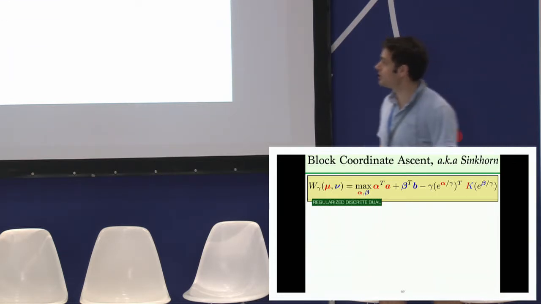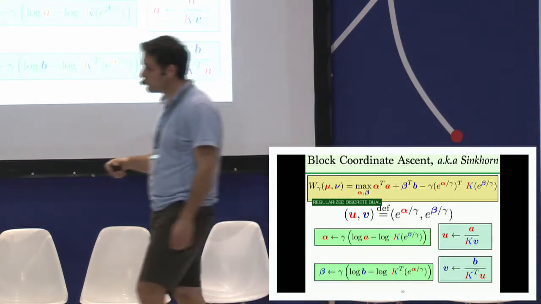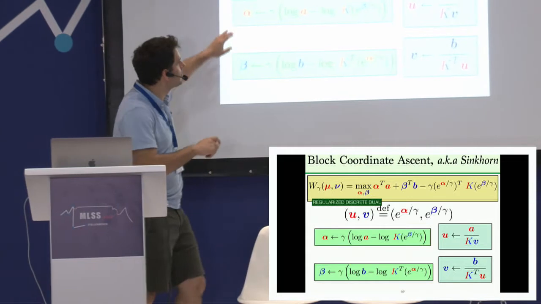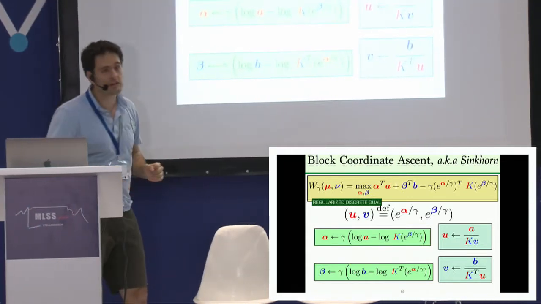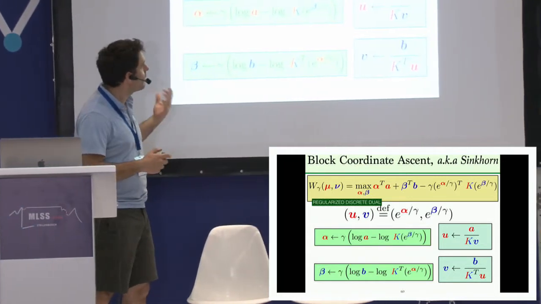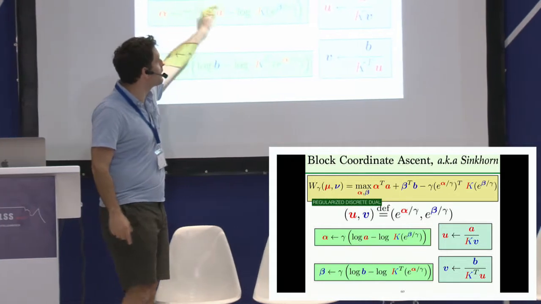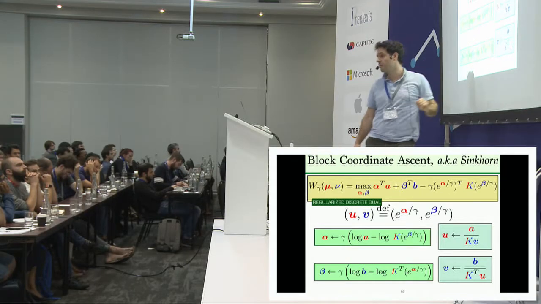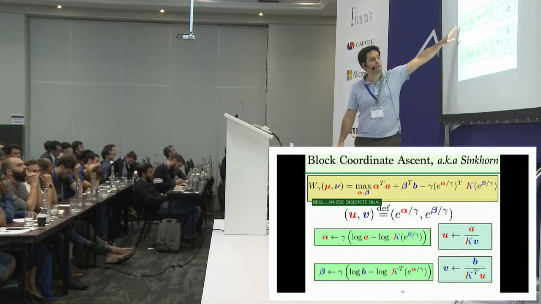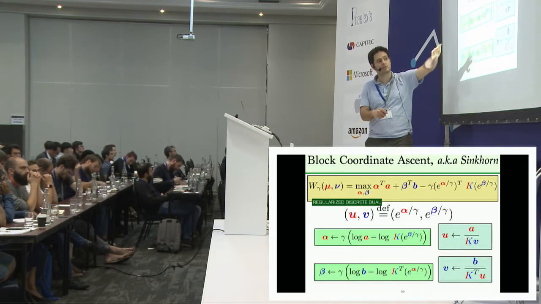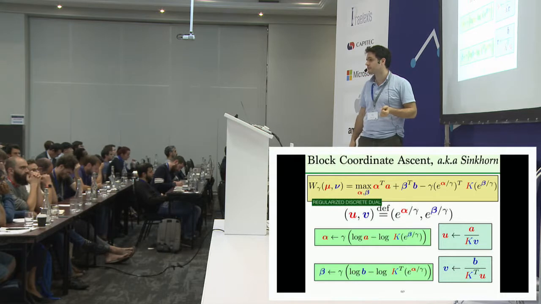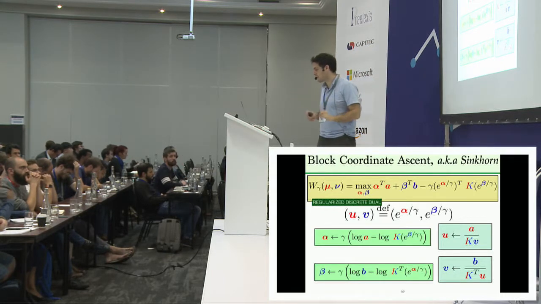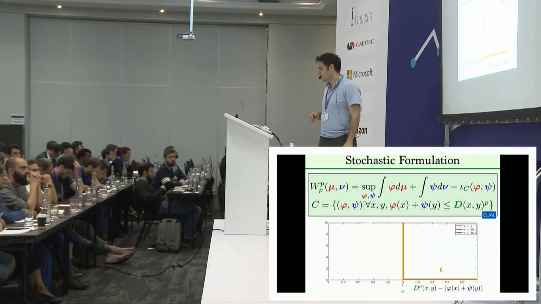So all in all, if you make a parallel between Sinkhorn and this naive block coordinate ascent approach, it's easy to see that if you define u as exponential of alpha divided by gamma and v as exponential of beta divided by gamma, doing this block coordinate ascent update is the same thing as doing the Sinkhorn updates. Okay, so it's just a way of demystifying this Sinkhorn thing.